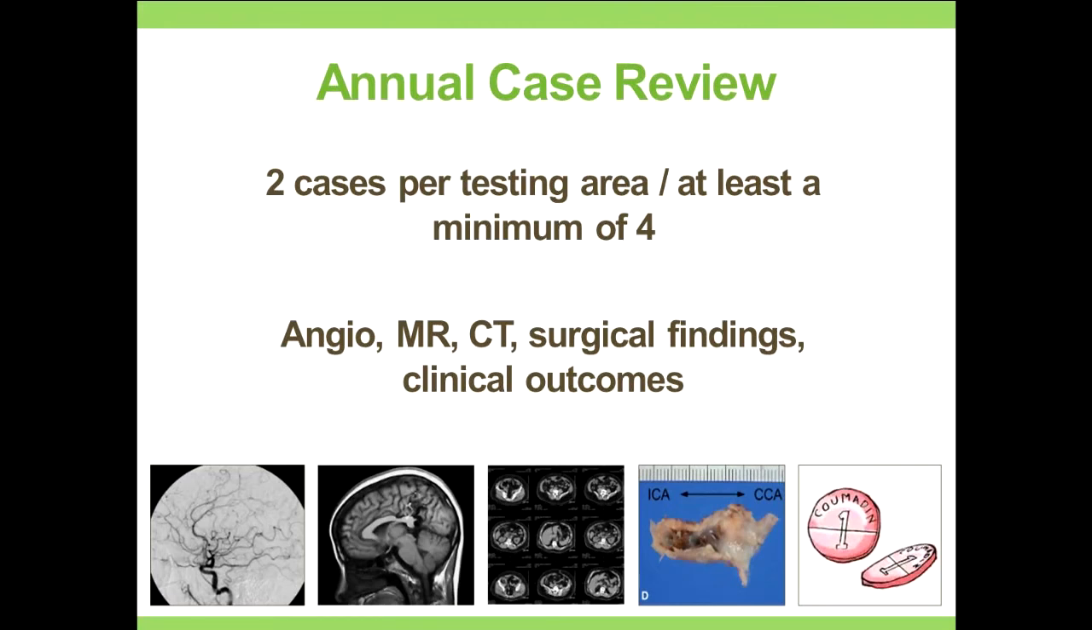Now, in addition to looking at those metrics, there's a fifth additional metric, and this is to help people convert over from the old to the new system, where you will still be looking at a couple of correlation cases, 2 cases per testing area, and a minimum of 4. So if you have a whole lot of testing areas, you'll meet that minimum without any problem. But if you only have 1 testing area, you have to do at least 4 cases. And you can look at angio, MR, CT, surgery, clinical outcomes. You can look at all kinds of different review processes. You can use whatever one you want, but you are still required to look at a little bit of correlation studies. So you want to be in the habit of doing that as well.